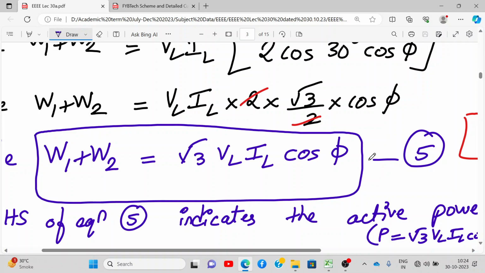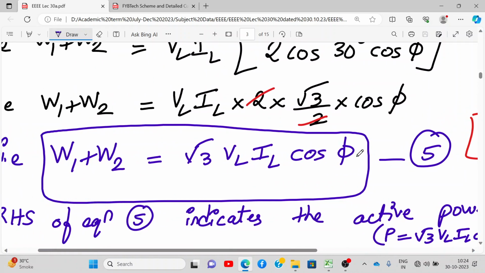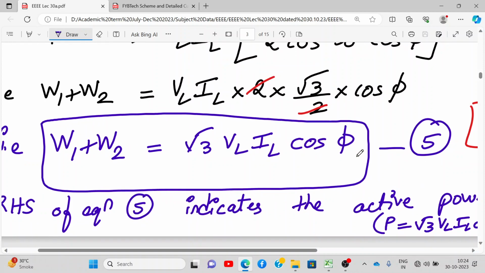Is this the same formula for measurement of power in three-phase circuits? Yes. So W1 plus W2 is root 3 VLIL cos phi. Write it down please. Note it down please. Completed? Okay.